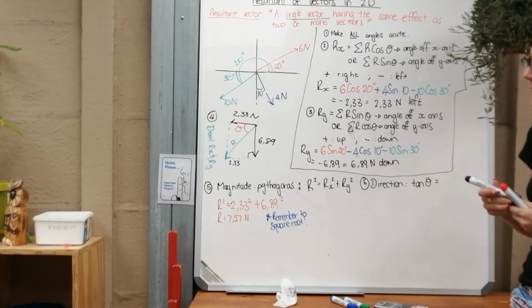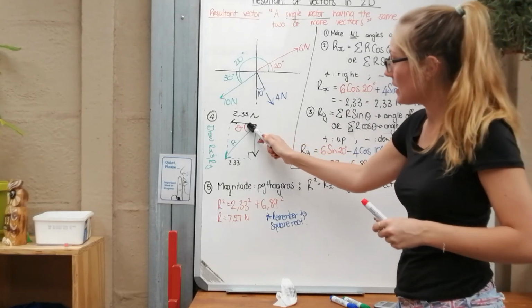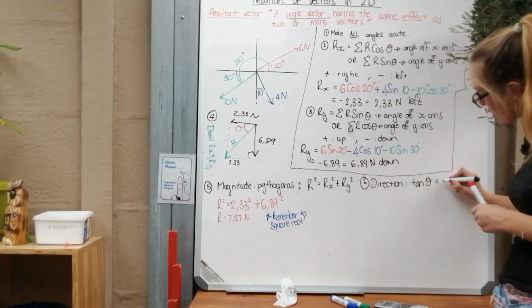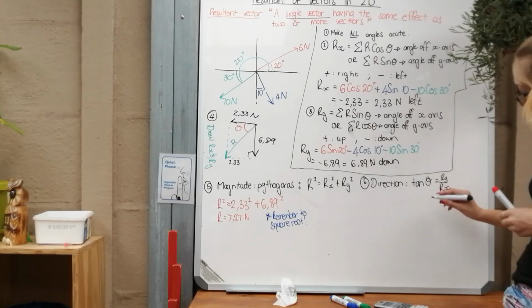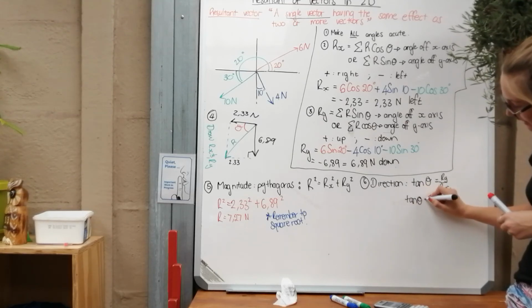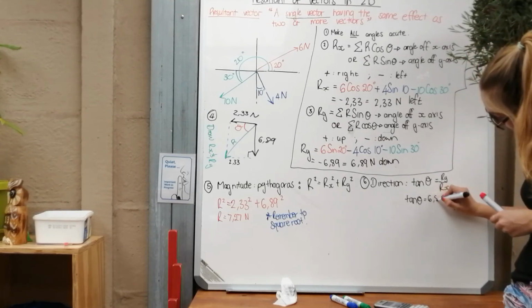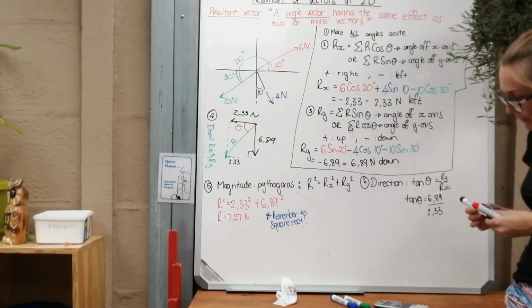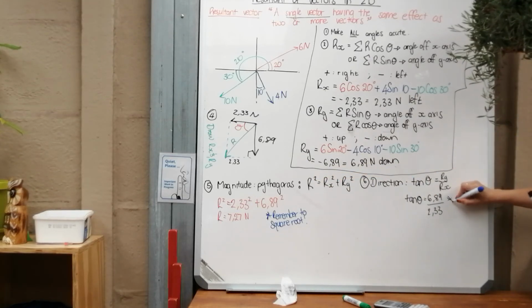Okay, and now remember your SOHCAHTOA, tan is opposite over adjacent. So it's going to be that one, which is the y component, over adjacent, which is the x component. So tan of theta is Ry over Rx. Okay, so we can substitute that in. Tan of theta equals, our Ry is 6.89, our Rx is 2.33. And now remember again, note to self, remember to square root for the magnitude, and for tan, when you're working out the direction, remember to shift.